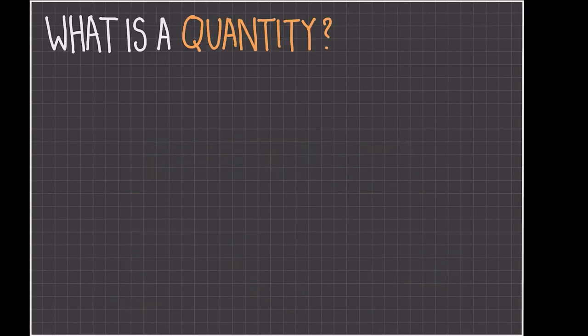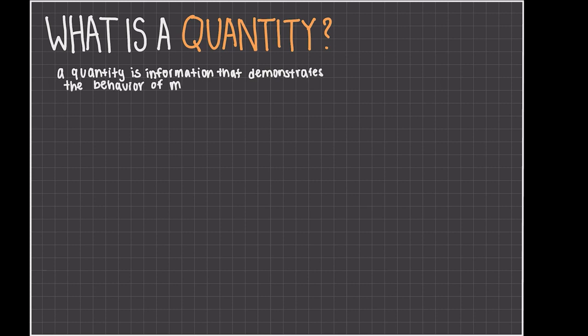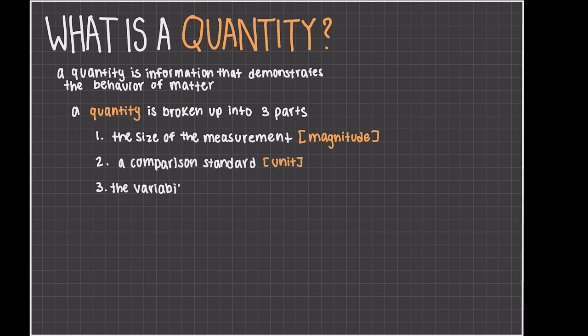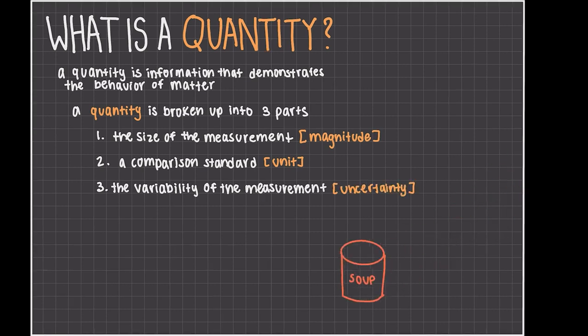In order to talk about measurements, first we have to understand what a quantity is. A quantity is information that demonstrates the behavior of matter, and it is broken up into three parts. First, the size of the measurement, which we will call the magnitude. Then there is a comparison standard, which we will call the units. Then the variability of the measurement, which we call the uncertainty. This will be our main topic for our next video, but for now we are only going to focus on the measurement and the unit.